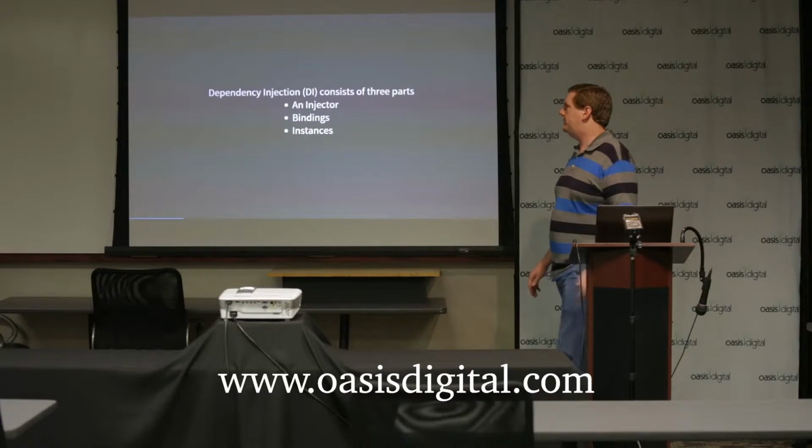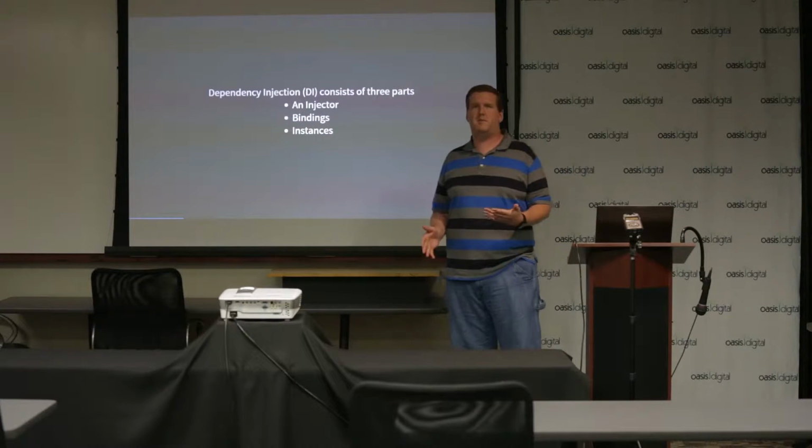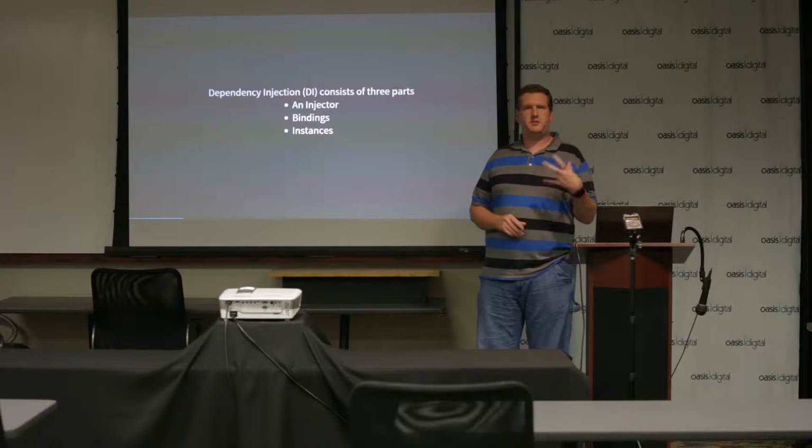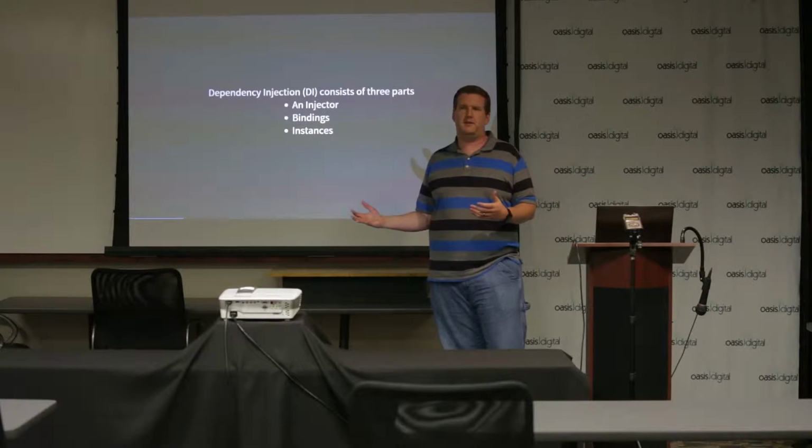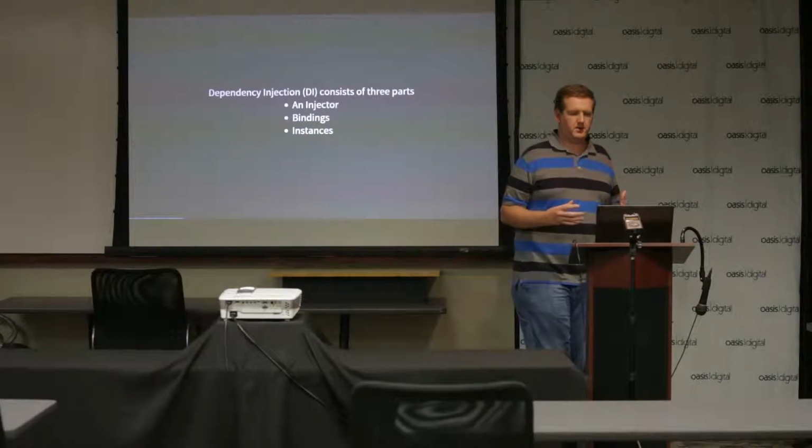So for the most part, dependency injection consists of three primary parts in Angular 2. You've got the injectors themselves, you've got bindings, and you've got the instances they create. So let's take a look at how these all fit together.